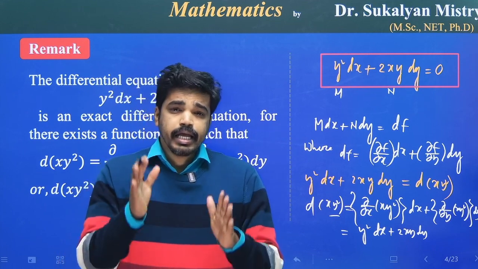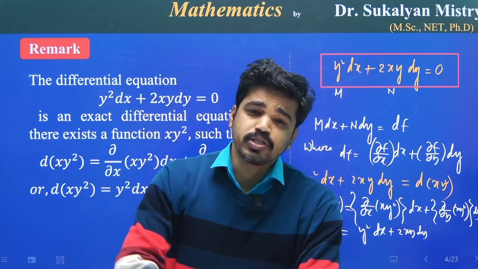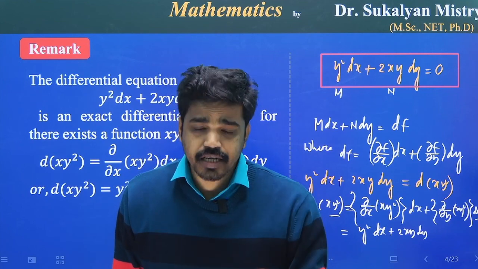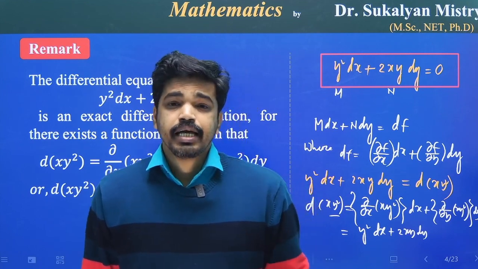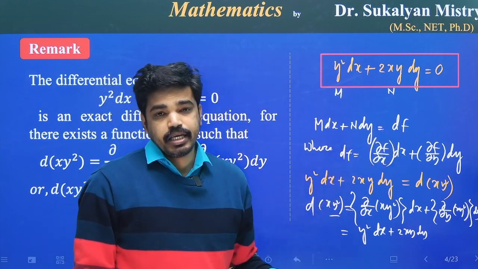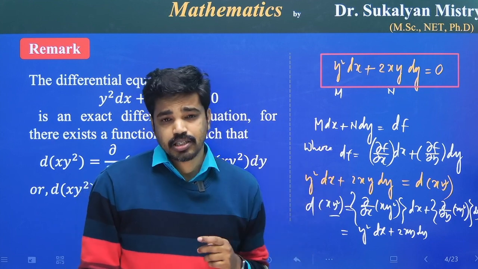So M dx plus N dy is equal to 0 is called an exact differential equation if there exists a function f(x,y) such that M dx plus N dy is equal to df. What is f? F is a function of x and y.